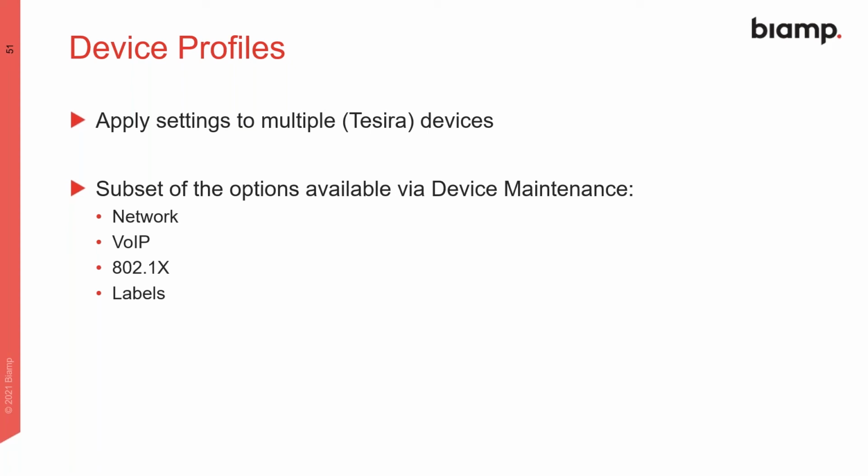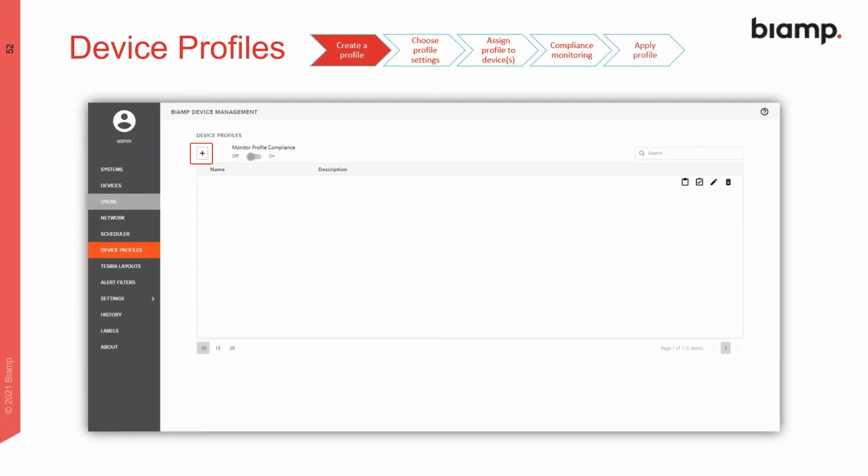Using these device profiles, we can enact changes and/or monitor things related to network, VoIP, Beta 2.1x, and any sort of custom labeling assignments within SageVue. And probably my favorite part of this feature is the compliance monitoring, which we'll take a look at here as well. By default, there are no device profiles created, so you need to create a new one.